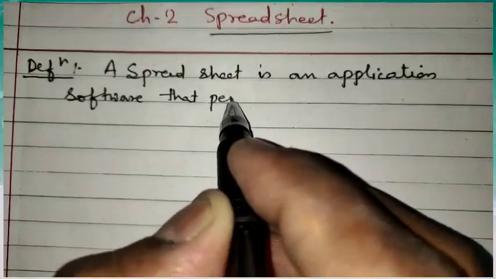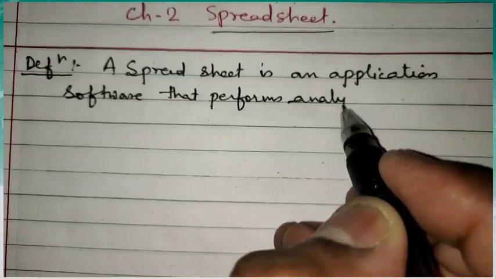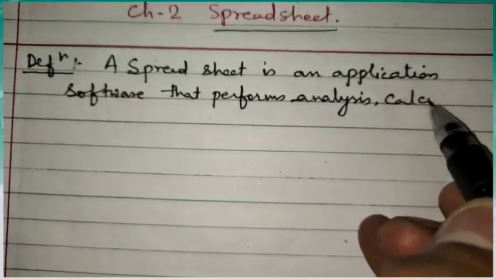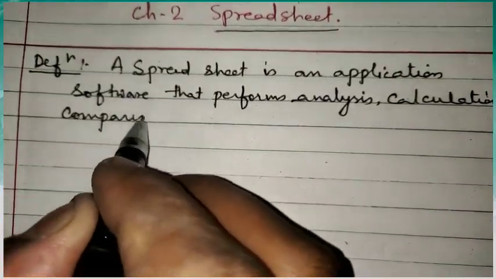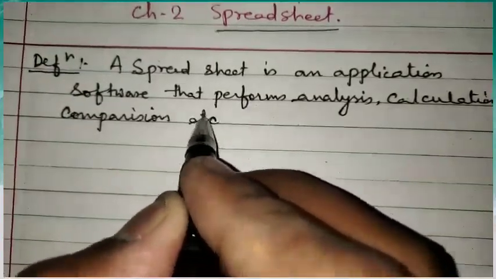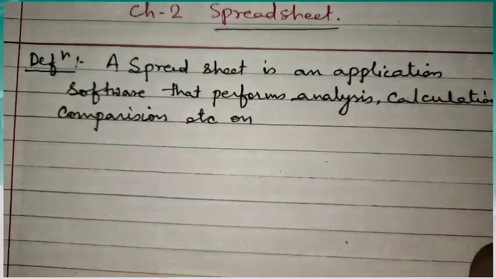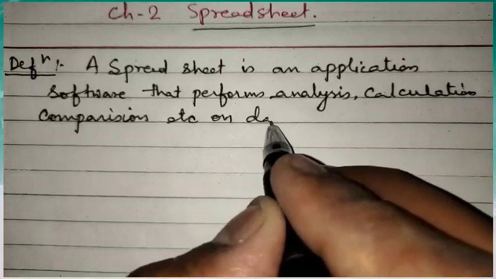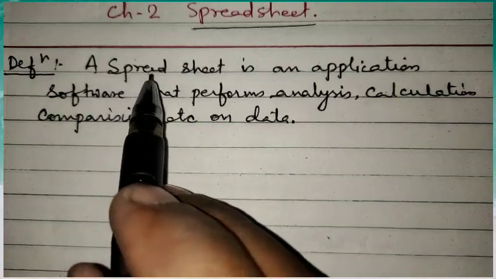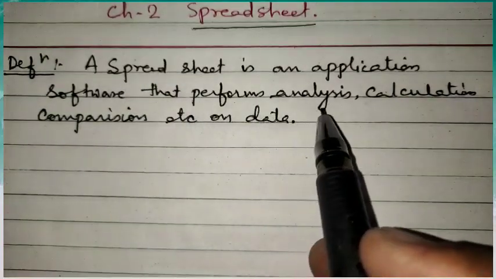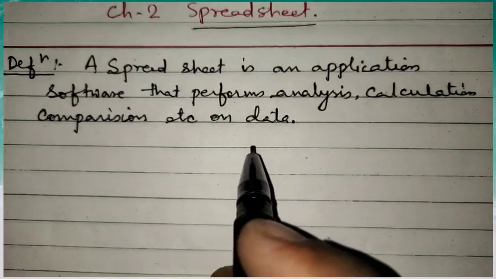that performs analysis, calculation, comparison, etc. On what analysis, what calculation and what comparison is performed? On data. As we all know, data are the raw materials, and a spreadsheet helps us to perform analysis, to calculate and to compare between the data.